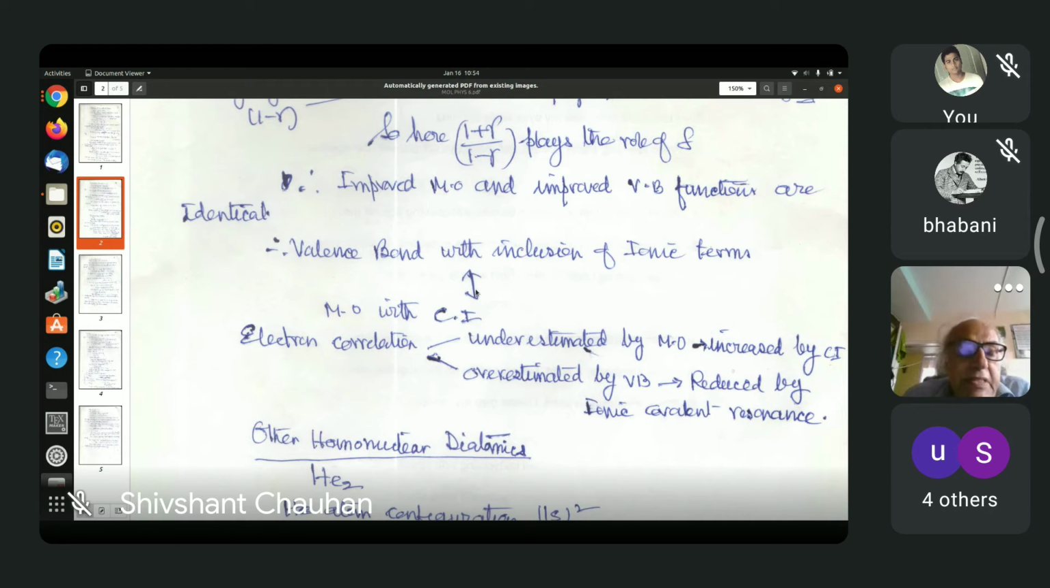When we use the ionic covalent resonance term, this underestimation of the ionic terms by valence bond theory is reduced. When you use the correction to the molecular orbital theory, the ionic terms are overestimated because we get them on the same footing. So we should reduce the influence of the ionic terms, and so this is changed. The effect of electron correlation is increased by configuration interaction.